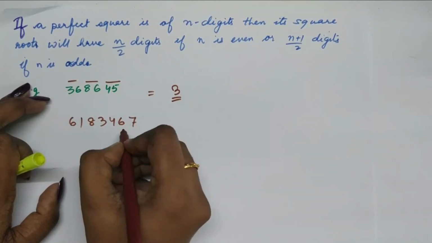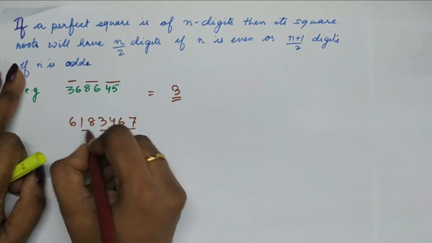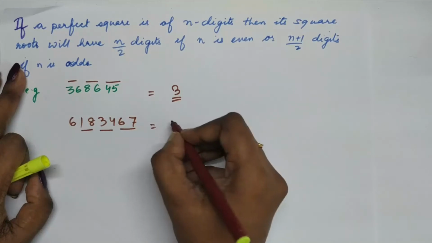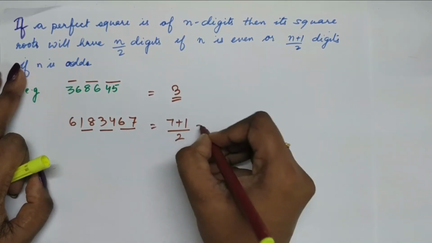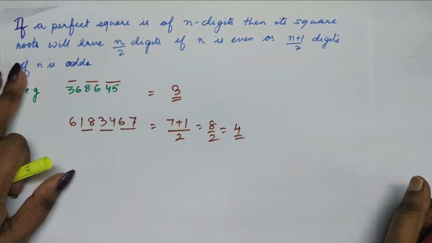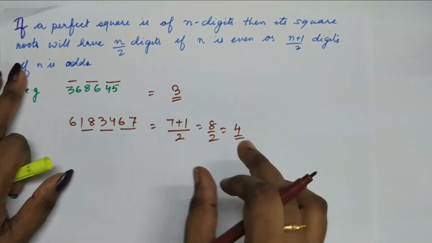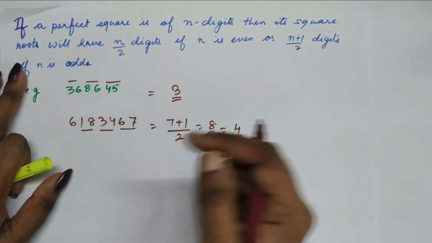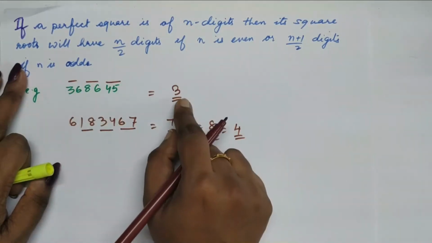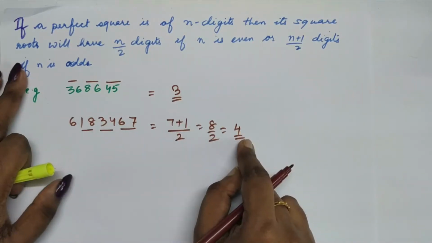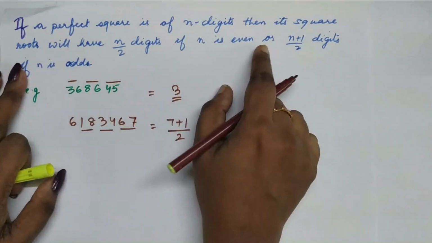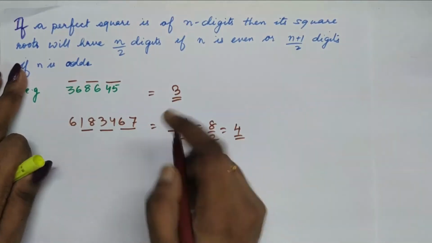And suppose I have a big number like this, so make the pair. So this is not in pair, so this is 7 numbers, so you do 7 plus 1 by 2, that is 8 by 2, that is answer will have 4 digits. So without actual calculation, you can find the number of digits in the square of the given number. The square root of the given number will have how many digits? You do n by 2 if it is an even number, and you do n plus 1 by 2 if it is a odd number.